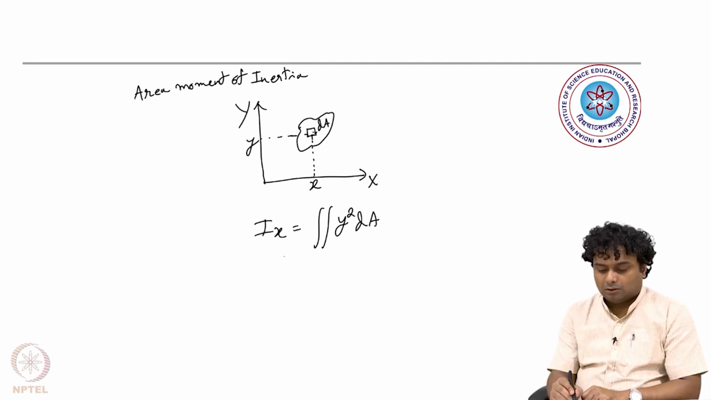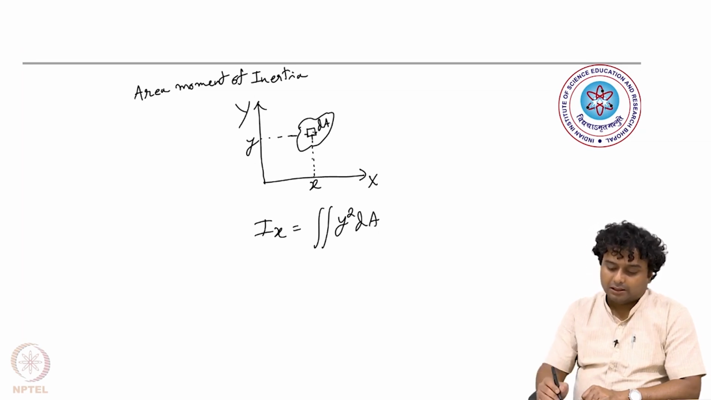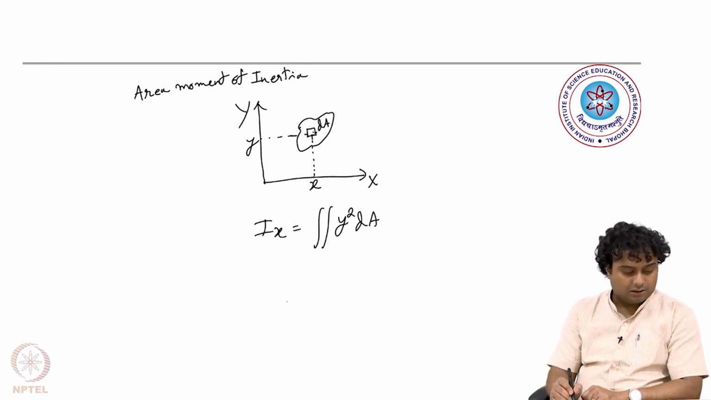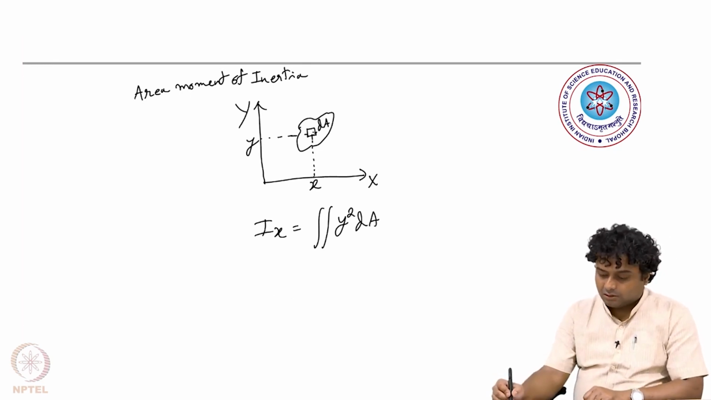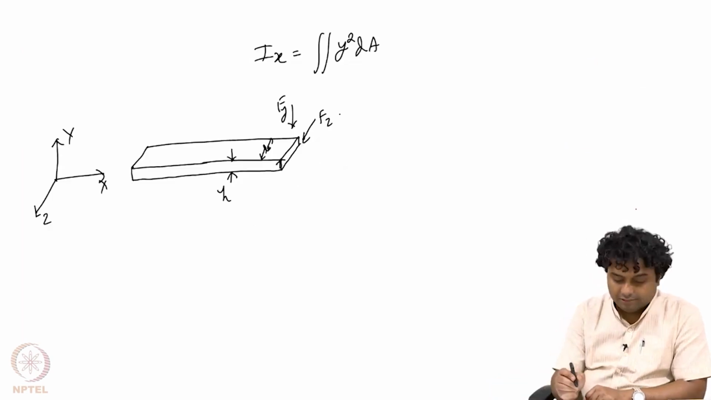Okay. Now, why am I discussing this? Because you need to understand that the area moment of inertia depends on the direction, right. So, while I am calculating the moment of inertia with respect to the x axis, then it is y square dA. Whereas, if we calculate the moment of inertia with respect to the y axis, then it will be the double integration of x square dA. Okay. Now, let us consider the beam geometry we have.